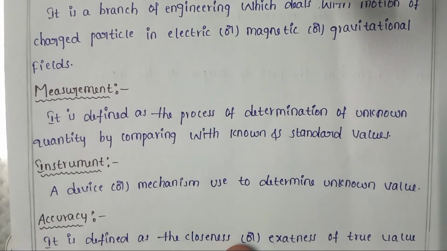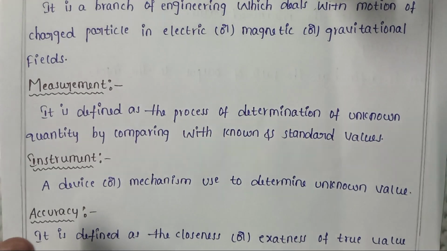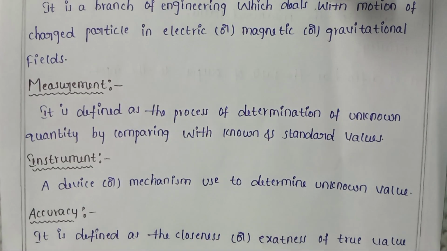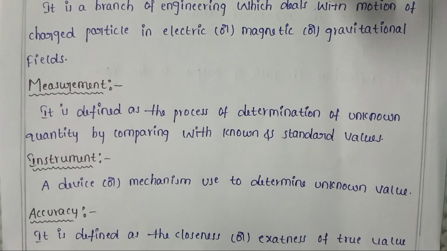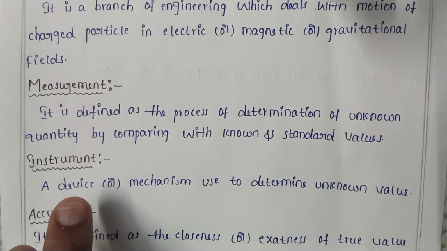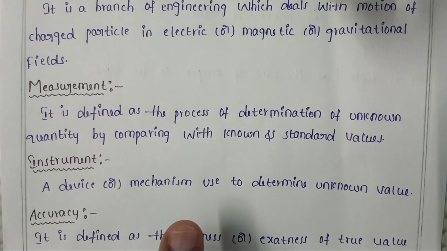Next one is instrument. The definition of an instrument is a device or mechanism used to determine an unknown value. That means the device with the help of which we are doing a measurement is called an instrument. అంటే మనం ఏ డివైస్తో అయితే మెజర్మెంట్ చేస్తున్నామో దాన్నే మనం ఇన్స్ట్రుమెంట్ అంటారండి. That is called an instrument.